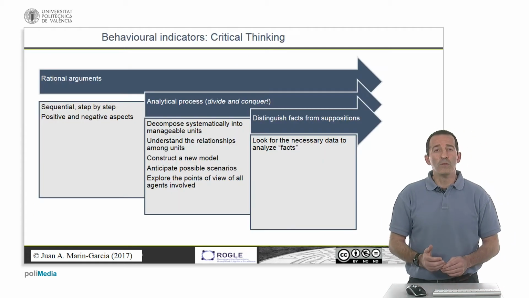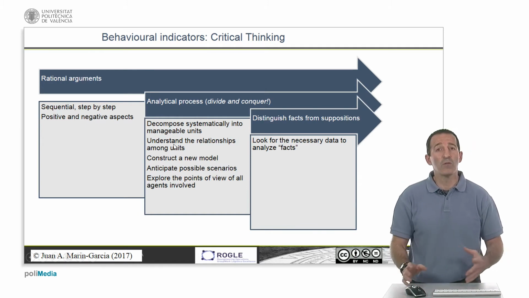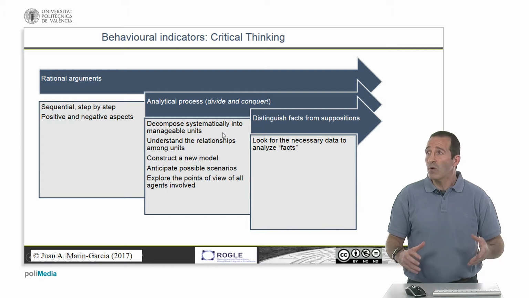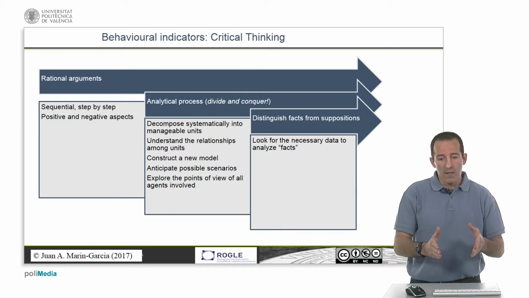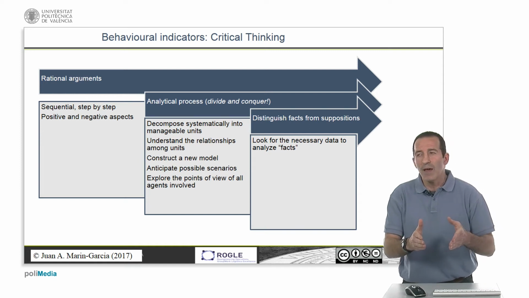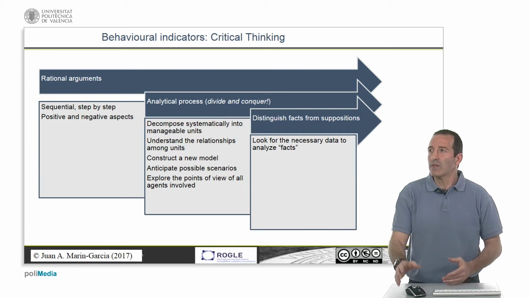When we employ critical thinking, what we are basically doing is applying logical thinking based on rational arguments. And this rationality is itself based on a linear sequence of step-by-step arguments, where we consider the positive aspects and the negative aspects of the different options that we have before us.